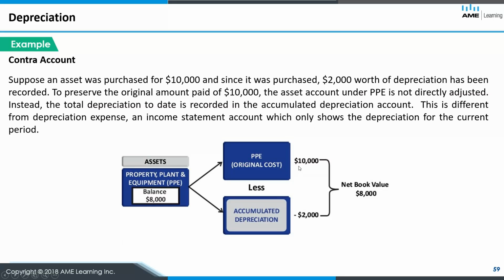And you might ask yourself, why would we not just go and directly reduce this $10,000 originally paid by $2,000 to reduce it down to a specific value, instead of using this contra asset account to reduce it, but separately?